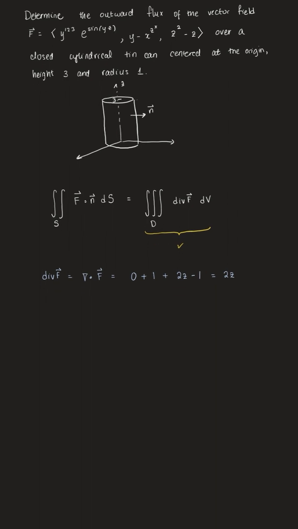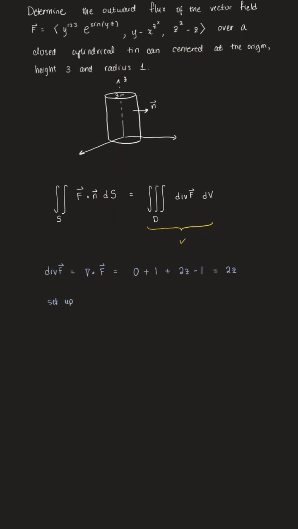Now, to set up our triple integral, we can use cylindrical coordinates because we have a cylinder, which is symmetric about the z-axis. So we know that we want z, the height of the cylinder, to be 3, so we can let z go from 0 to 3. And then we need r and theta. So r, the radius of the cylinder, is 1, so we'll let r vary from 0 to 1. And we want to go all the way around, so we'll let theta go from 0 to 2 pi.